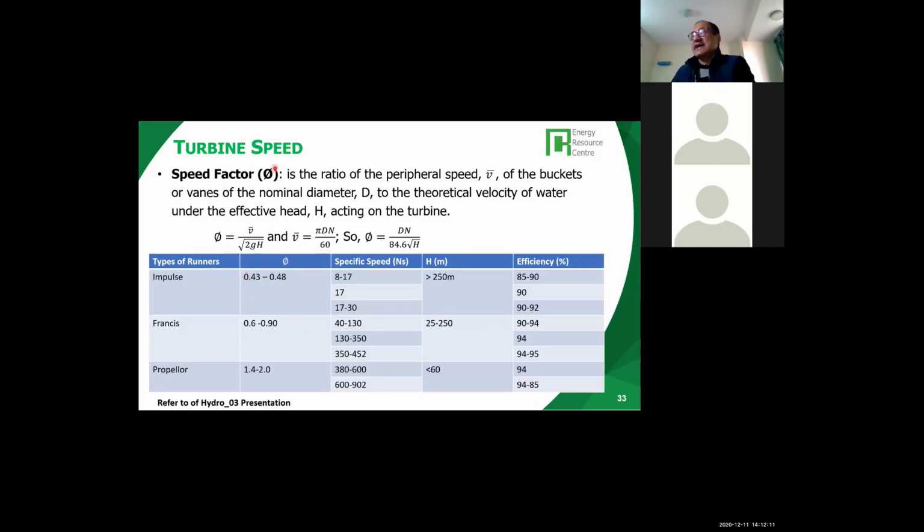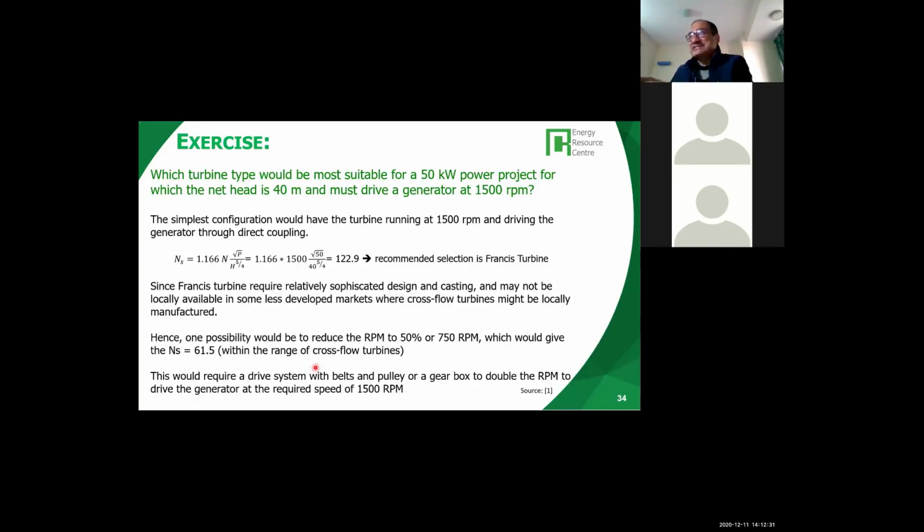There is another factor known as the speed factor, which is the ratio of the peripheral speed of the buckets or vanes at the nominal diameter D to the theoretical velocity of water under the effective head H acting on the turbine. Based on the phi speed factor, the type of runners are also given. So basically, we select the turbine based on head, discharge, and the specific speed.